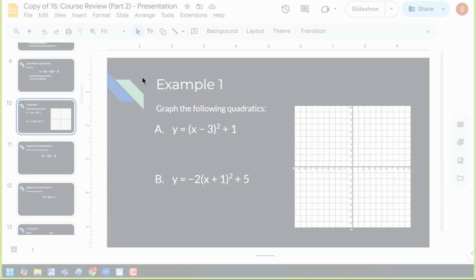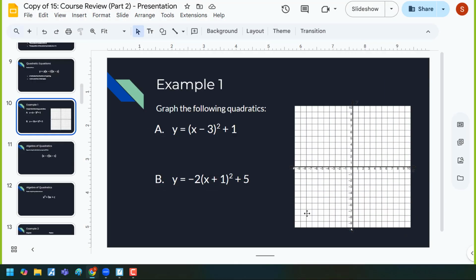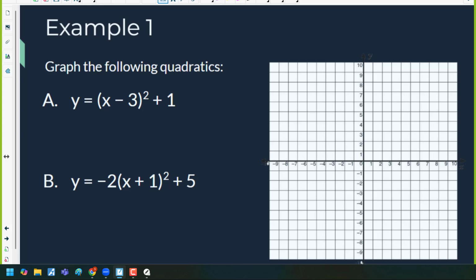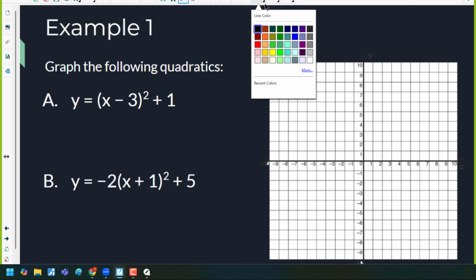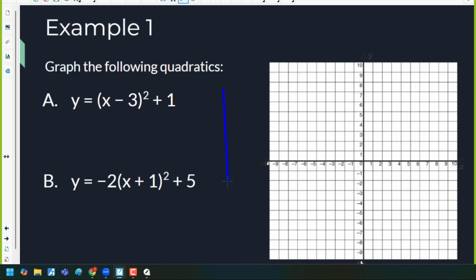We're going to graph some quadratics now. So the way to do that is to make a table of values, or you can use the transformation method. It doesn't really matter. I think for you guys, it's probably better to just make a table of values. That's usually easier. All right, we got our x and y.